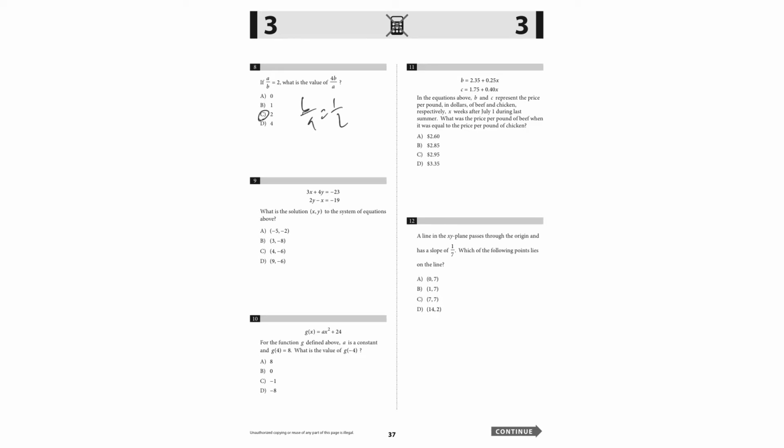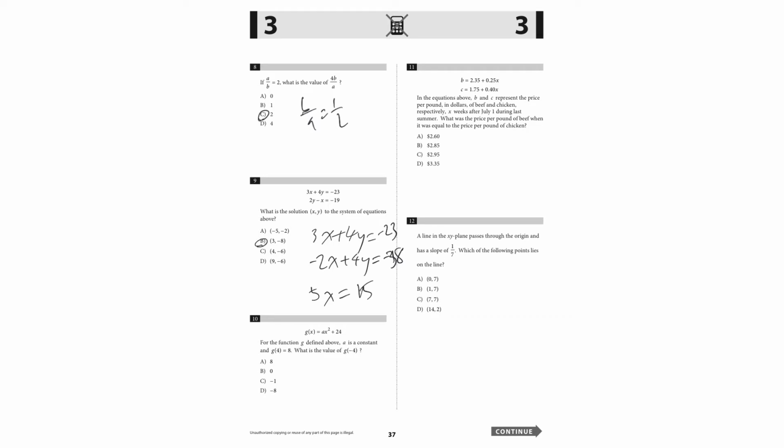What is the solution (x, y) to the system of equations above? I'm going to multiply the second equation by 2, so you have negative 2x, just changing it so that it's easier to see, 38, and I'm going to subtract, so 5x is equal to 15, x is 3, so the only possible answer is B.